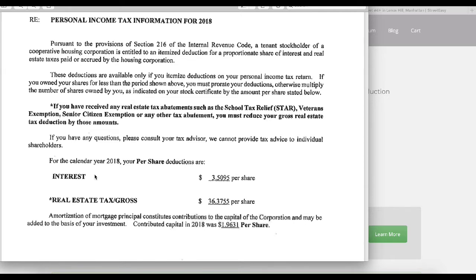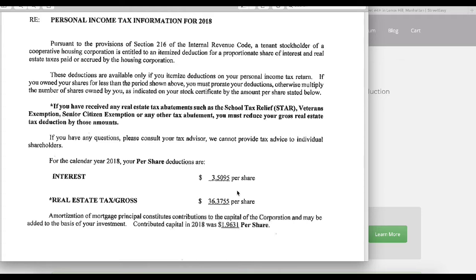The way to compute the deduction is essentially to add the per share interest amount with the real estate tax amount, take that combined figure and multiply it by the number of shares that you have. Then you would take that number and divide it by the total annual co-op maintenance that you pay for the particular unit. A typical co-op tax deduction percentage in New York City is anywhere from 40 to 50% as a most common figure.